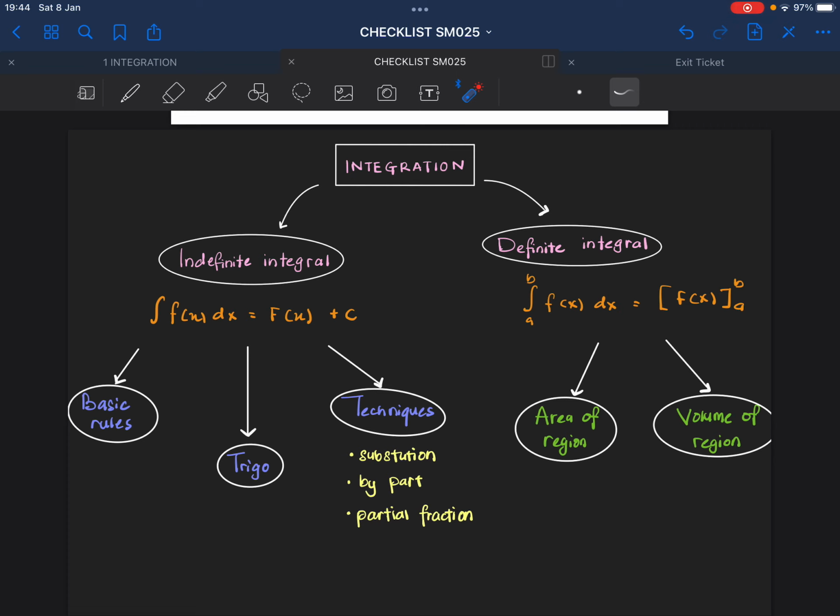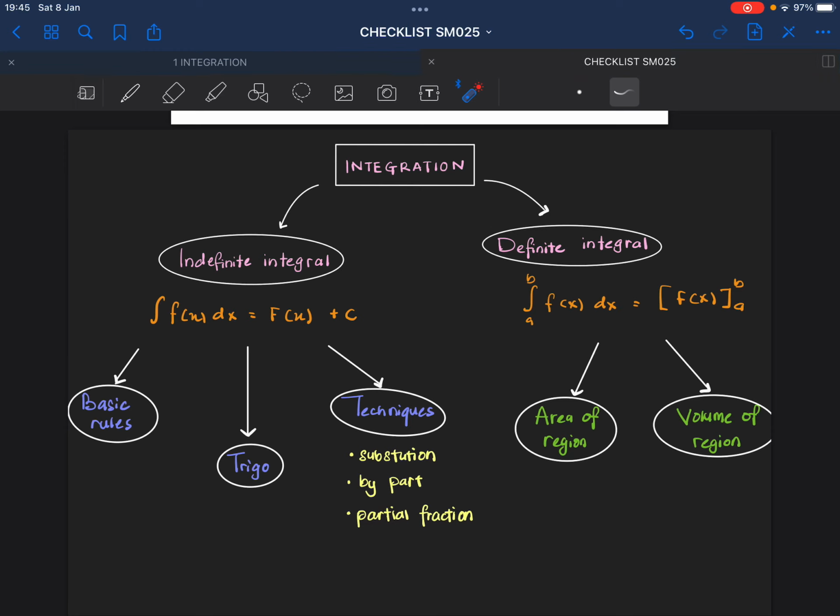Under indefinite integral, we are going to look at how to integrate by using basic rules, how to integrate trigonometry, and techniques of integration. There are 3 techniques of integration. And for definite integral, you are going to do area. You are going to find area of region and volume of region. So that is all for chapter 1.